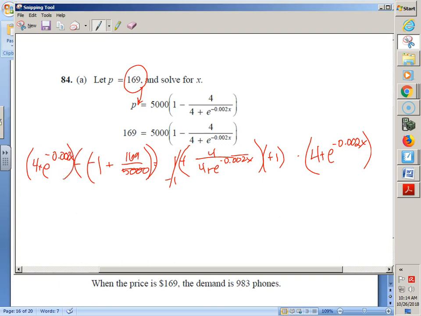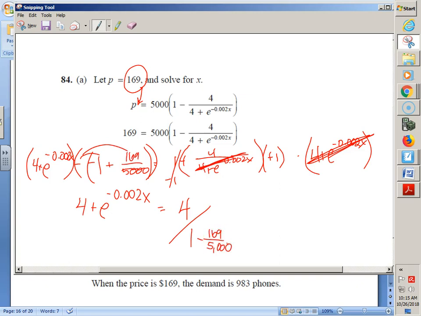Now it starts to get a little gross. We've gotten rid of the 1 plus. We've gotten rid of the denominator. Now we have a 4? Oh, but we need to get x alone. So I'm going to divide all of that. Let's just distribute that negative. That's silly. Let's make it 1 minus 169 all over 5.